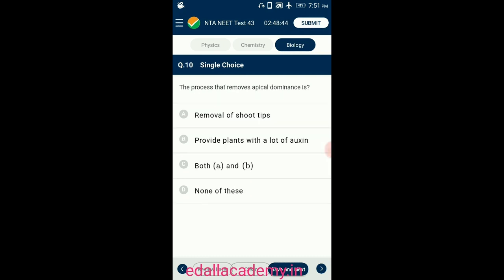Question number 10. The process that removes apical dominance is. In most higher plants, the growing apical bud inhibits growth of the lateral buds. This phenomenon is called apical dominance. Removal of the shoot tip, generally called decapitation, usually results in the growth of lateral buds. It is widely applied in tea plantations and hedge making. So the answer for this question is option A, removal of shoot tips.